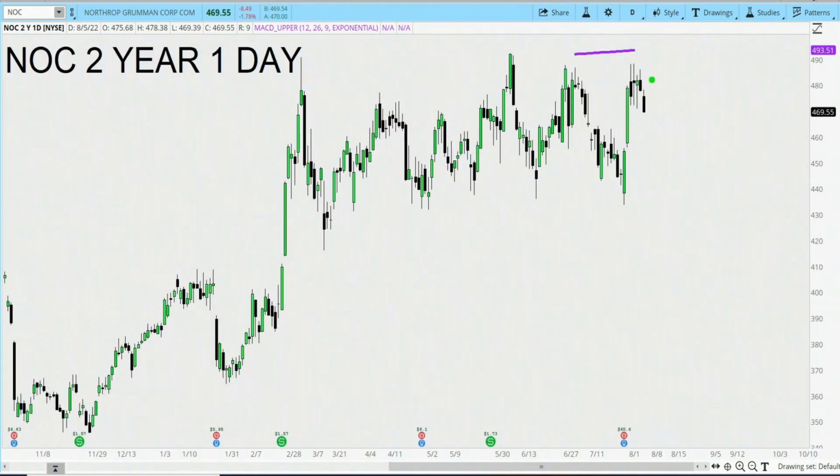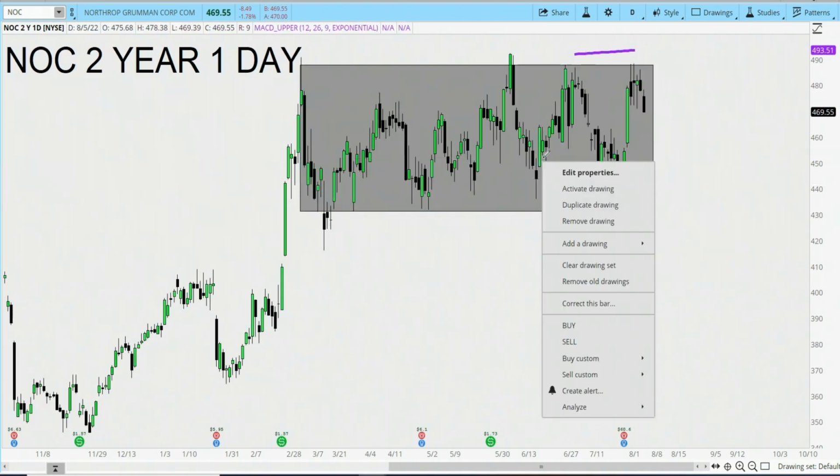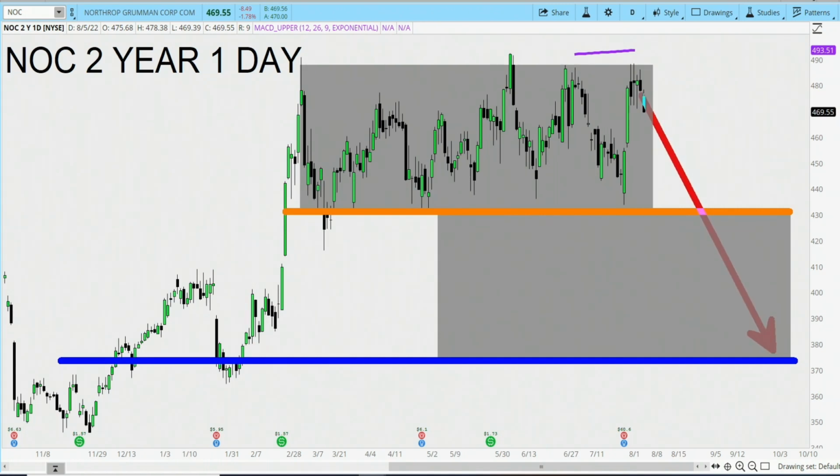Depending on your trade strategy, you might want to wait for a little bit of a retracement before getting into this trade lower. My first support target would be down to $430 from the highs to the lows. Duplicating that would put it all the way down to $375 for support level target.